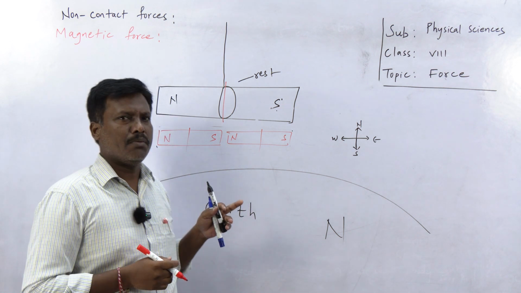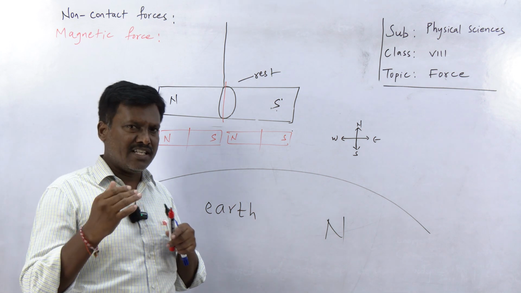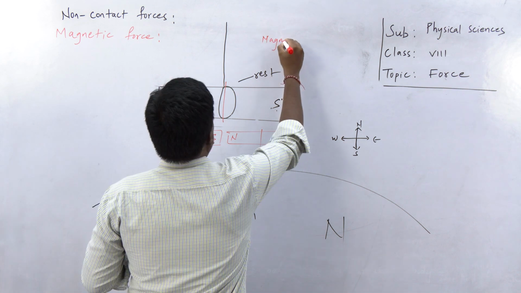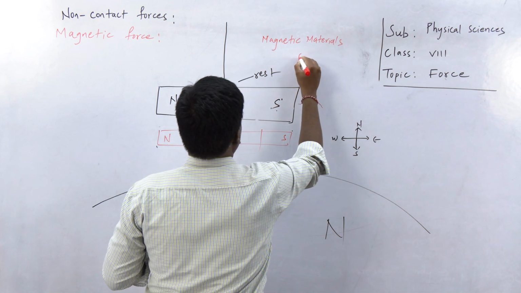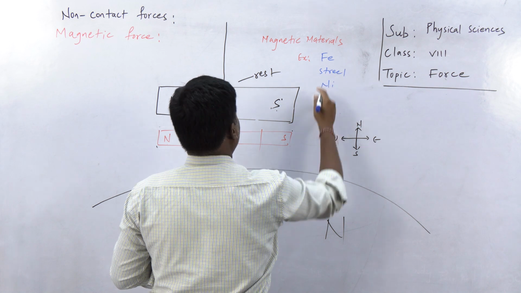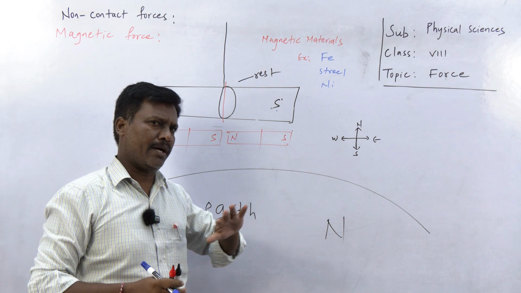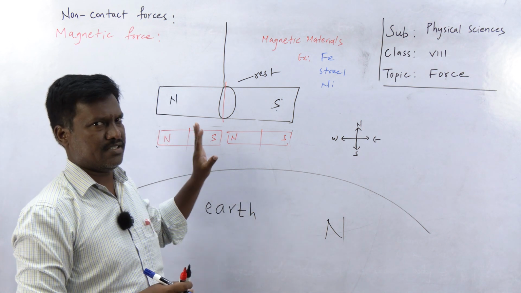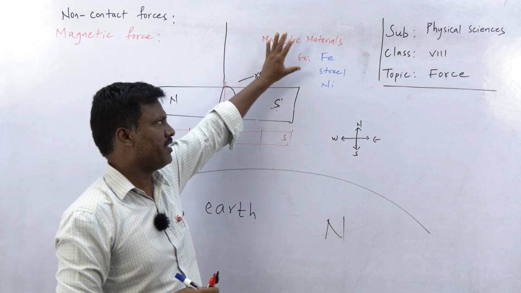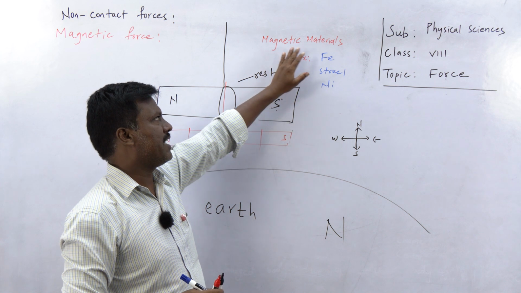When this magnet is brought near any magnetic material, what is a magnetic material? The materials which are attracted by the magnet are called magnetic materials. So what are the magnetic materials? Examples: iron, steel, nickel. Again, in magnetic materials there are three types: dia, para, ferro, but I don't want to discuss that concept right now. We discuss that in the magnetism chapter in the introduction part. So these are the best examples of magnetic material.